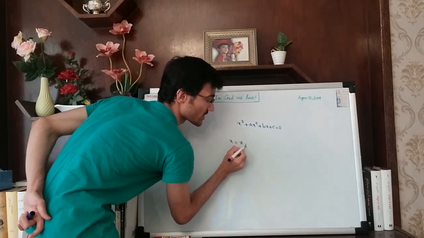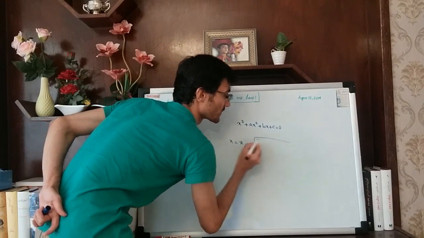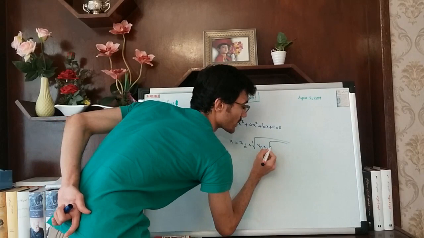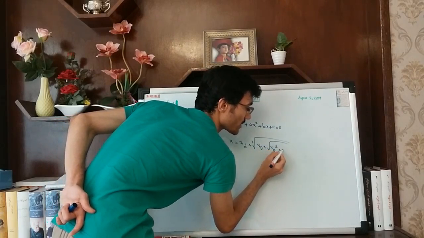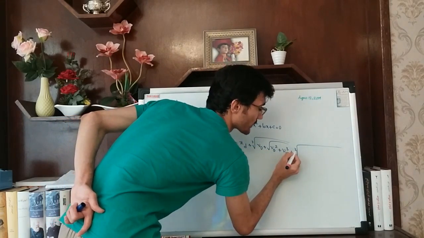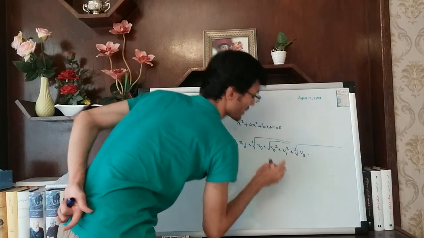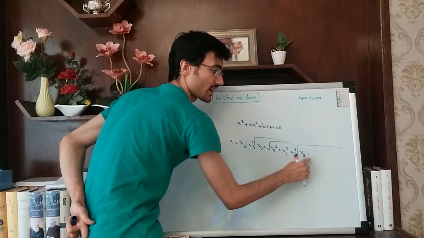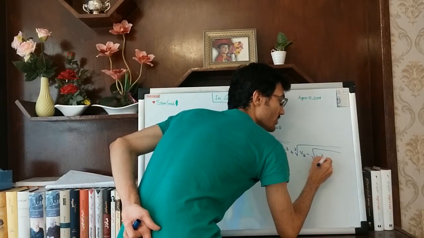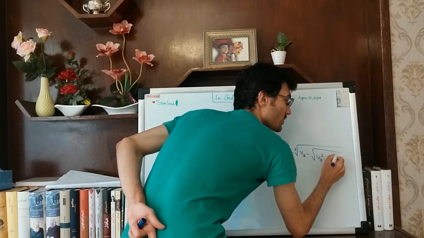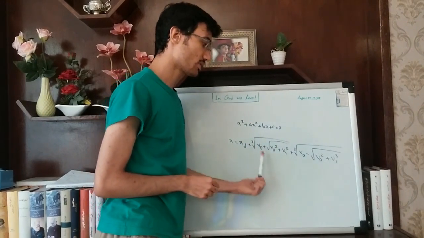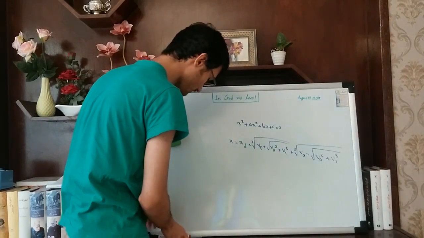X equals xd plus the cubic root of v0 plus the square root of v0 squared plus v1 cubed, plus the cubic root of v0 minus the square root of v0 squared plus v1 cubed. Here we have plus and here we have minus. But what are xd, v0 and v1?